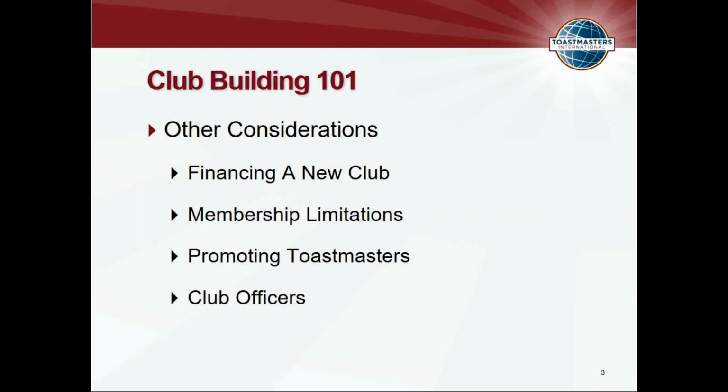The next thing I wanted to touch on is membership limitations. When you're starting a new club, if it's a community club or a corporate club, anything other than an advanced club, you can only have so many current Toastmaster members in it. Out of the 20 charter members, 17 of them have to be new members or reinstating a previous membership that has lapsed. You can only have 3 members who are currently holding membership in another club. So that's the main limitation there.